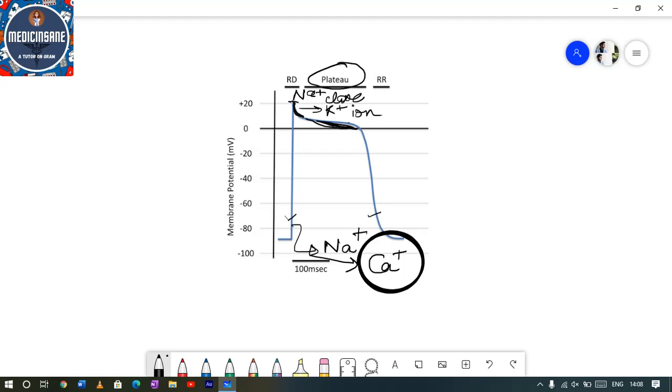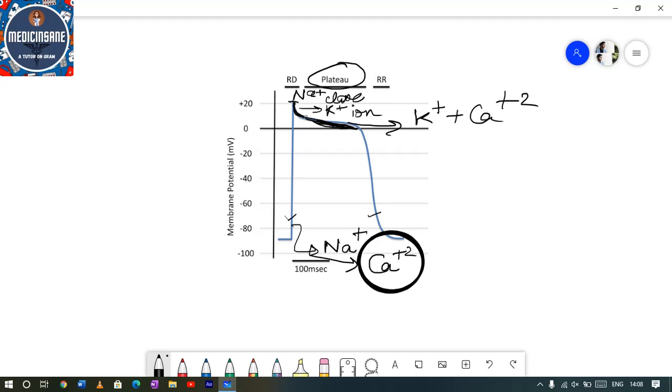So in this plateau phase, what I was trying to explain is that there are potassium channels which are going to diffuse outward, plus there are going to be calcium channels which are going to diffuse inwards, right? Because of this inward diffusion of calcium ions, it is trying to balance out the effect of the potassium ions going outwards. That is why there is this balance in potential, and therefore this is leading to the plateau phase and sustained action potential.